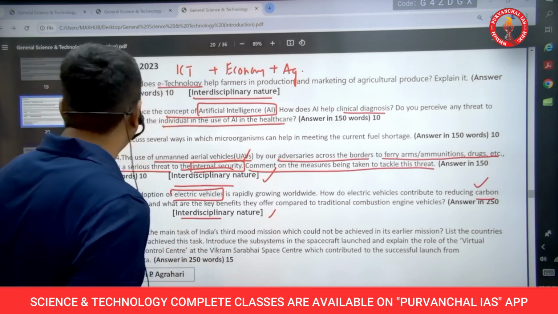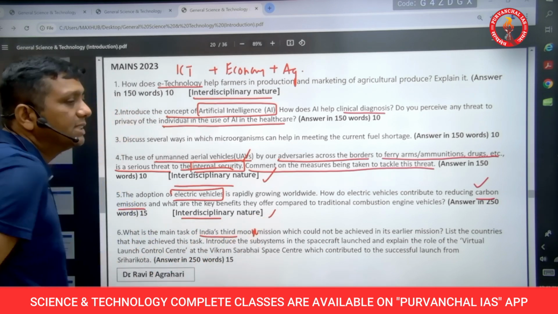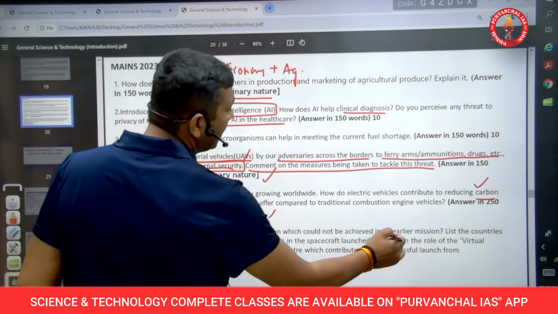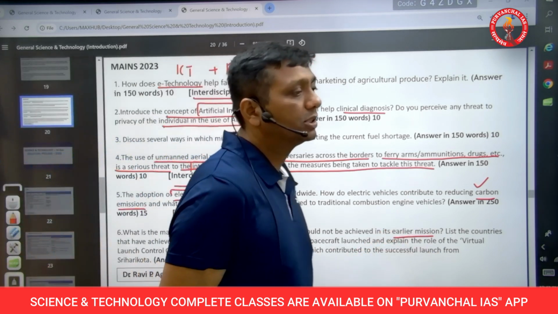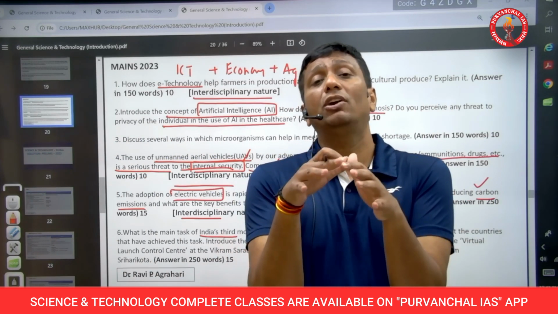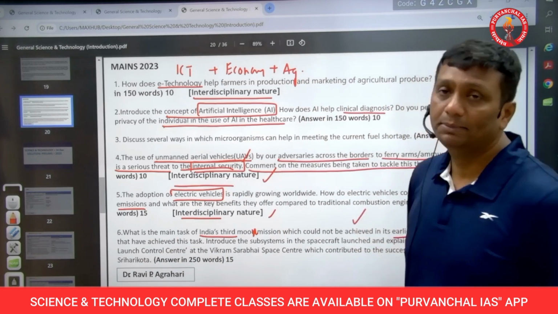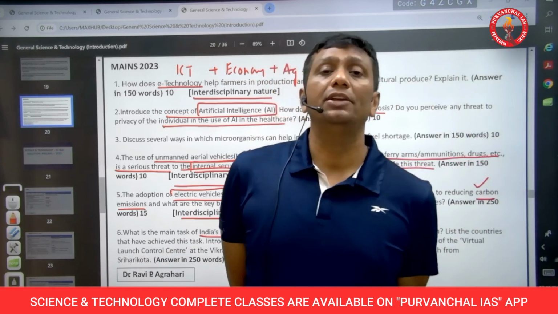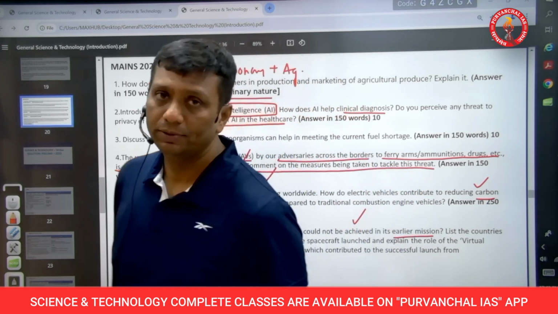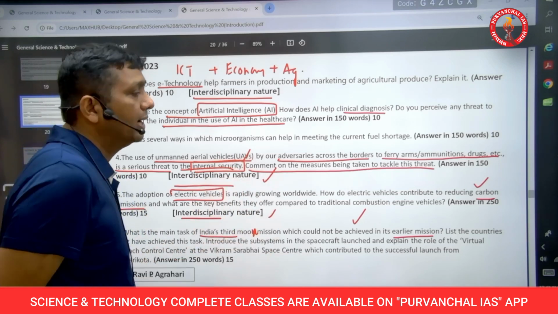And the last question of 2023. What is the main task of India's third moon mission, which could not be achieved in its earlier missions? Not moon, guys, it's a moon mission. The earlier missions were Chandrayaan 1 and Chandrayaan 2. UPSC is asking what was not achieved in Chandrayaan 1 and Chandrayaan 2 but became successful in the Chandrayaan 3 mission. For this, you should have knowledge about the past of Chandrayaan 1 and Chandrayaan 2. If you do not have an idea about them, you cannot connect with Chandrayaan 3 here, guys.